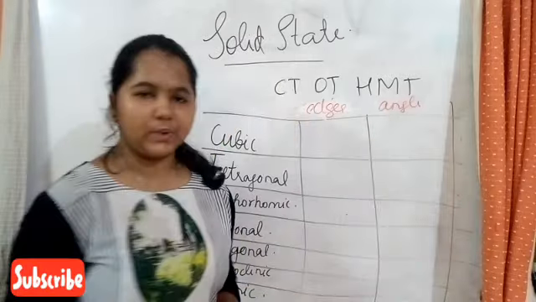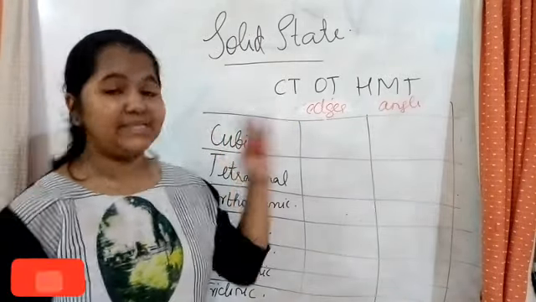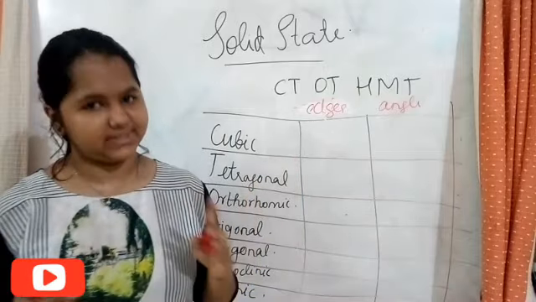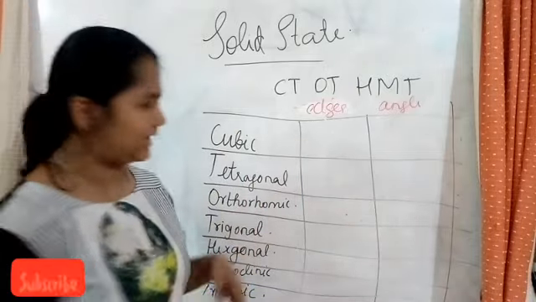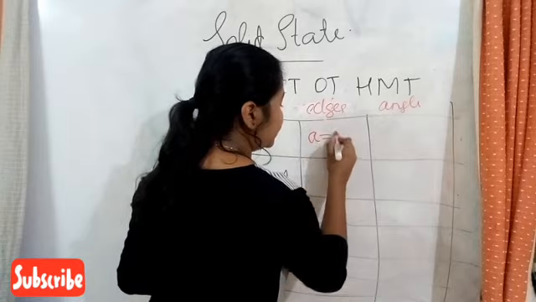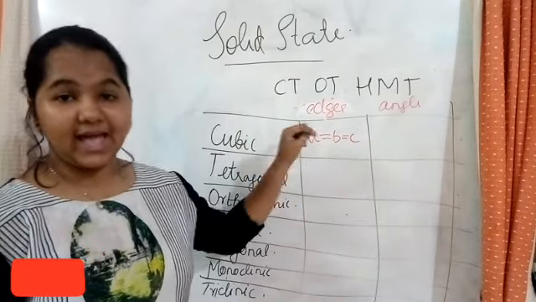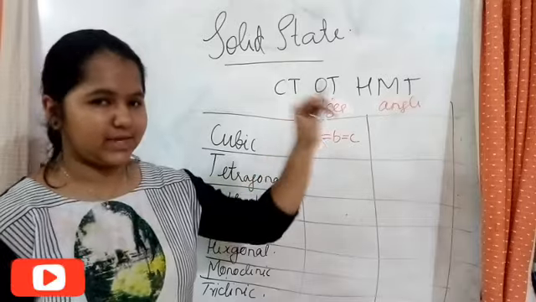How do you define a unit cell? With A, B, C as the edges and angles to be what? Alpha, beta, gamma. So the first one we'll write: A is equal to B is equal to C. Edge A is equal to edge B is equal to edge C.